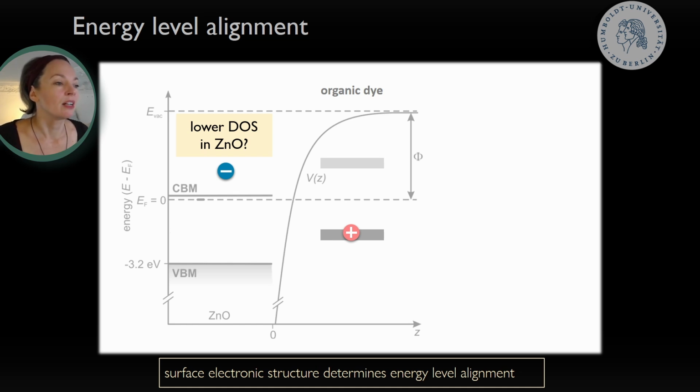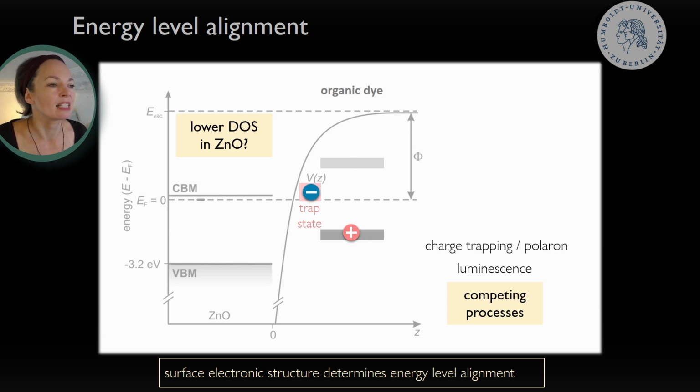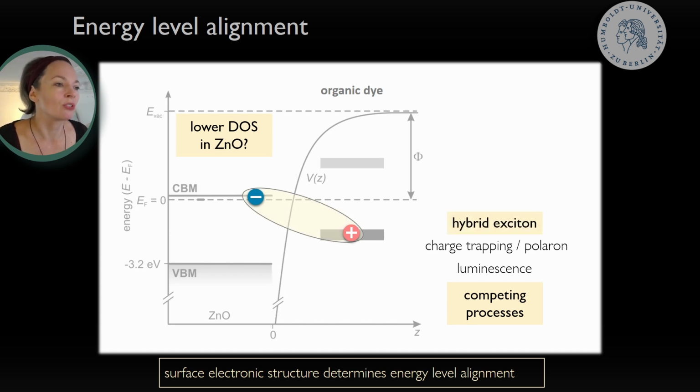There are other competing processes that could occur, for example, too fast recombination so that electrons do not get into the inorganic zinc oxide, or the electrons could get trapped in the organic film or at the interface. And last but not least, hybrid excitons could form. These are charge transfer excitons where the electron is localized on the inorganic part of the hybrid interface and the hole remains on the organic semiconductor.